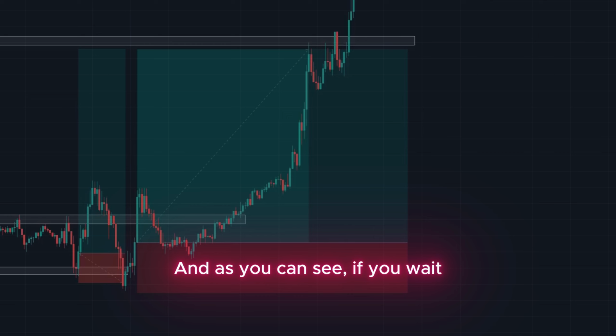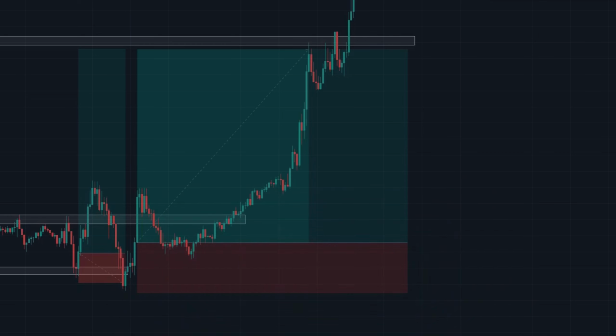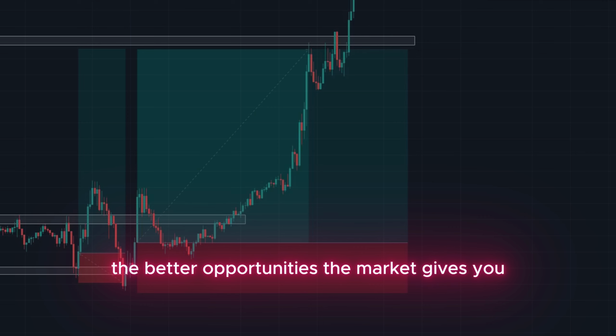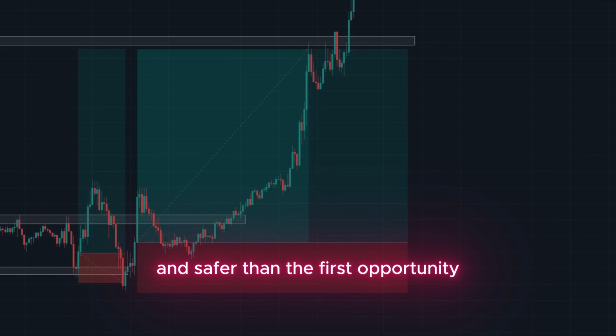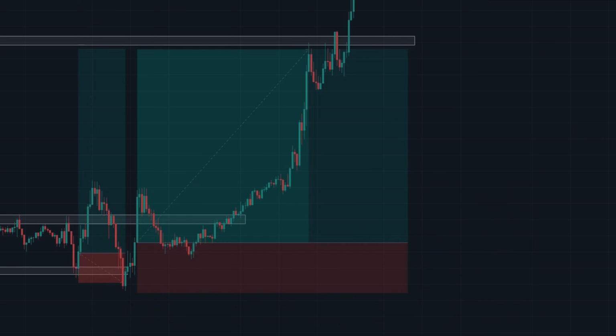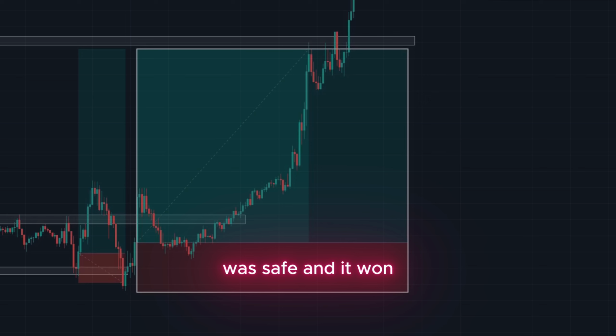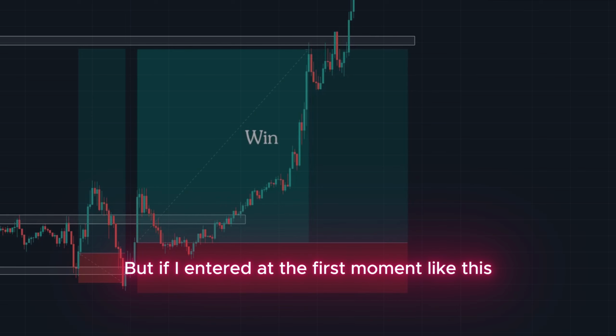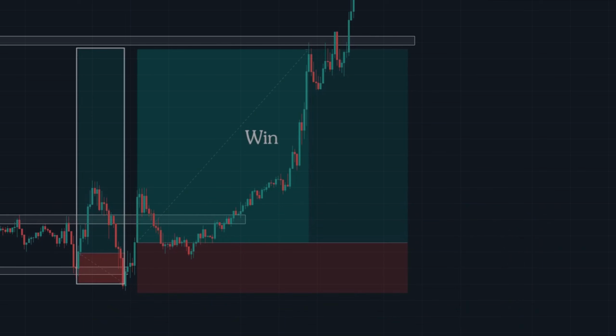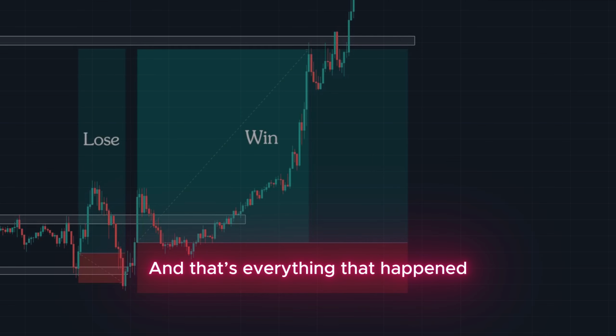And as you can see, if you wait, the longer you wait, the better opportunities the market gives you. They're always good and safer than the first opportunity. But in this trade, the second opportunity was safe and it won. But if I entered at the first moment like this, I hit the stop loss. And that's everything that happened in my mind when I looked at the market.